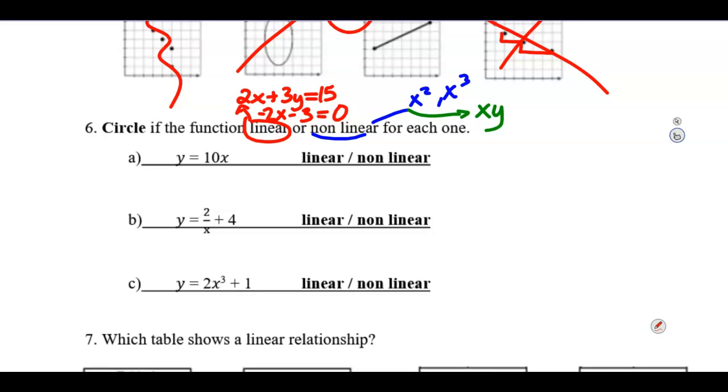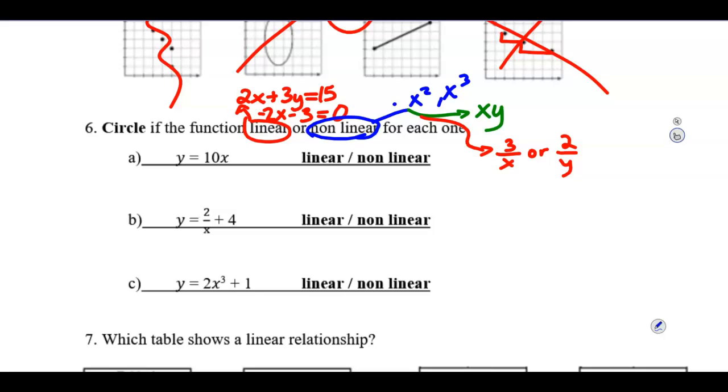Another thing we learned about non-linear, and I'll just put that over here: we learned that you can't have a variable in the denominator. So you can't have something like 3 over x, or 2 over y. It's not allowed to happen. That would be a non-linear function. So these are all the things that make it non-linear.